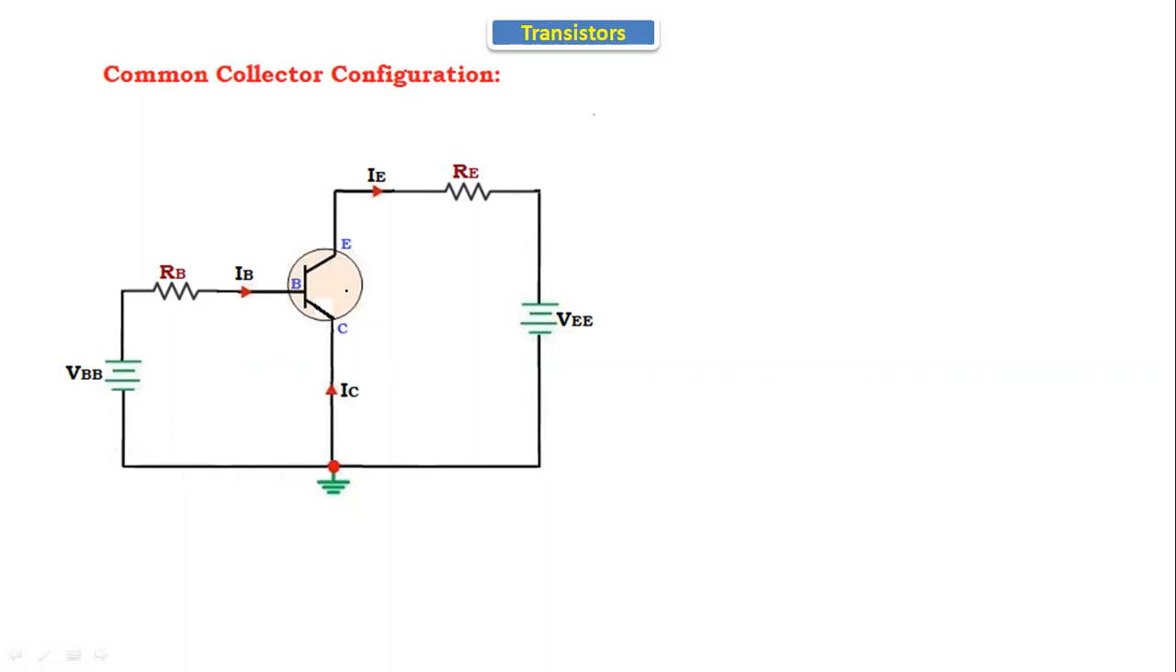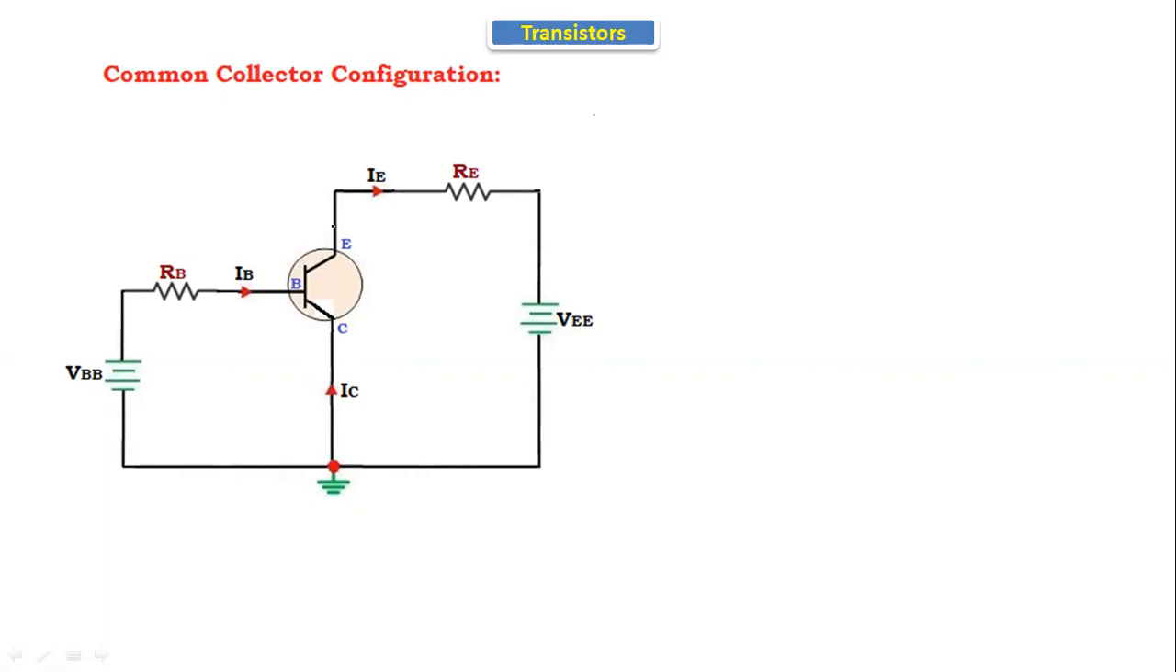Here we are using an NPN transistor. In the NPN transistor, the emitter current direction is outside. See here, the emitter current direction is outside, and the base and collector currents are inside. Based on the emitter current direction only, we can say whether it is an NPN or PNP transistor. Here, the emitter current direction is outside, and the base and collector currents are inside.